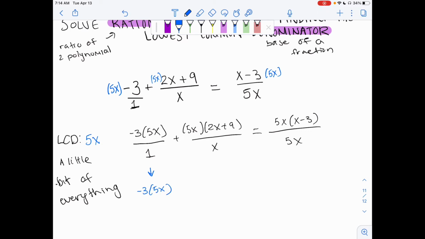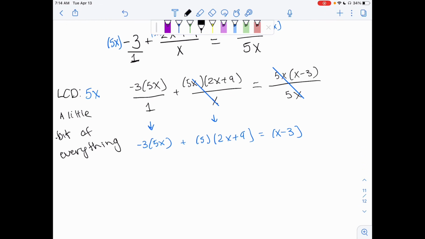Here we have an x divided by an x, so those go away. So now we end up with 5 times 2x plus 9. And here we have 5x divided by 5x, so we end up with just x minus 3. Let's go ahead and multiply, simplify, combine like terms. Negative 3 times 5x is negative 15x. Here we have to distribute.